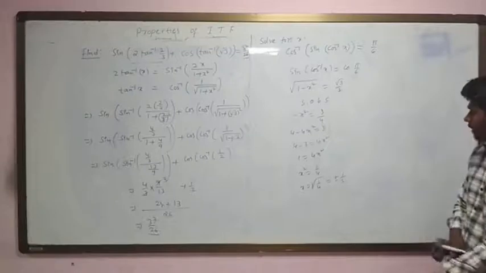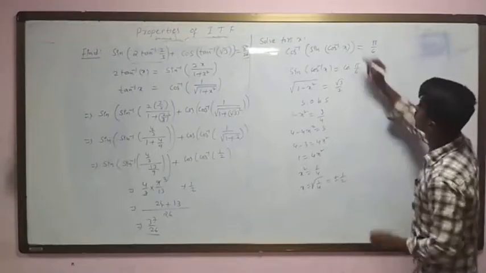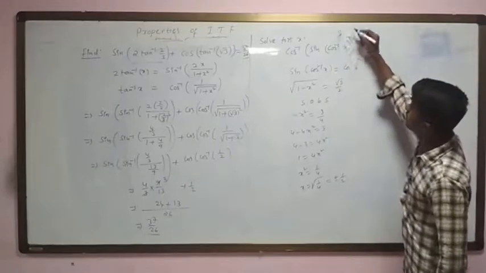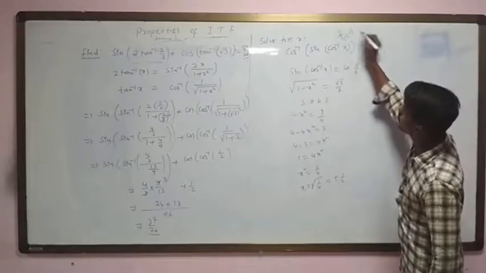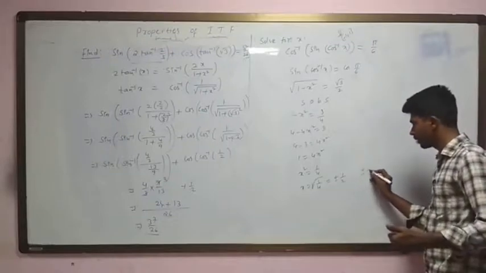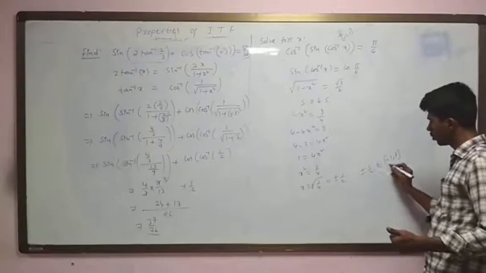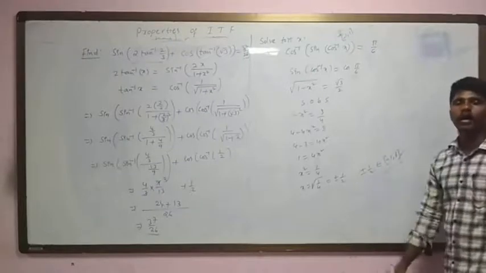So I have to check whether plus 1 by 2 and minus 1 by 2 exist or not. Plus 1 by 2 and minus 1 by 2 lie in between minus 1 and 1. See, plus or minus 1 by 2 belongs to minus 1 comma 1. So both are our answers.